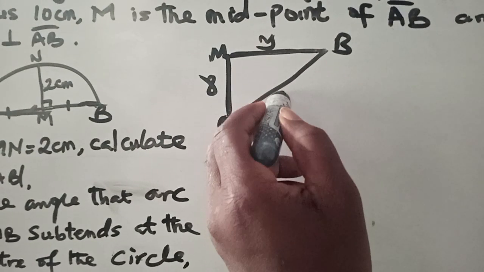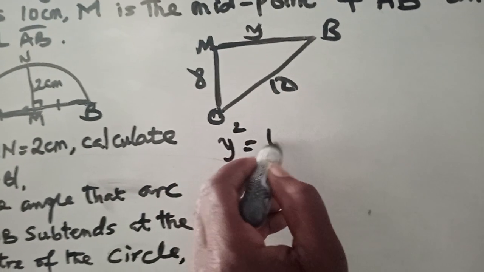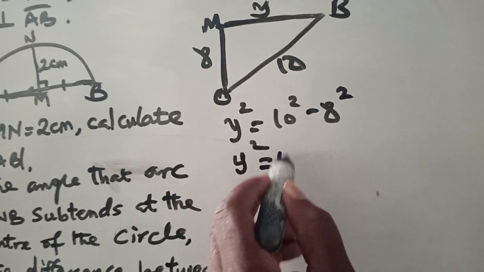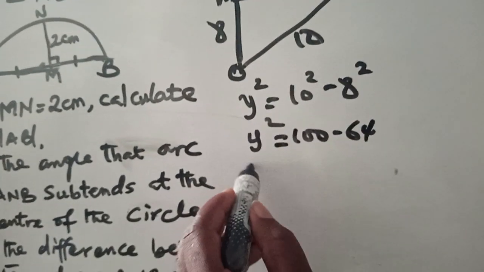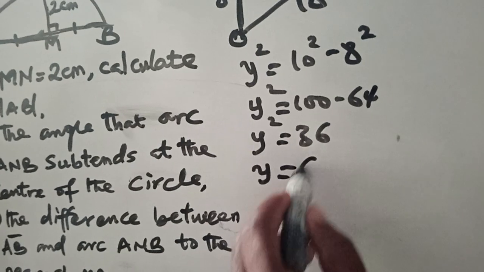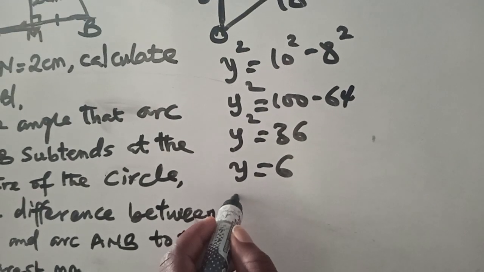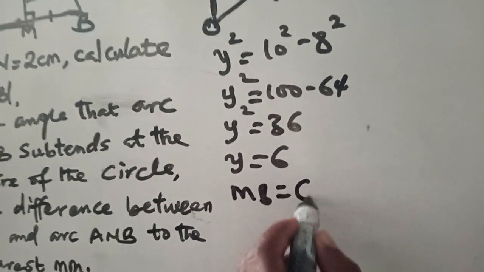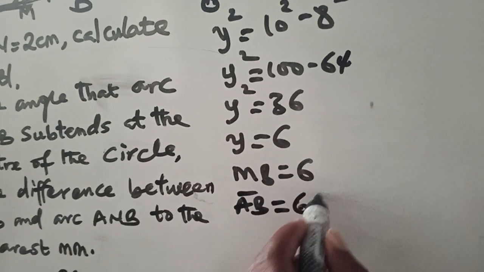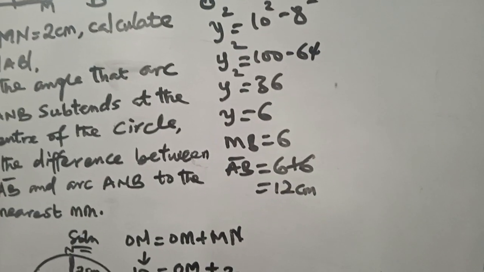Then if this place is 10, using Pythagoras theorem, y squared will be equal to 10 squared minus 8 squared. Then y squared will be equal to 100 minus 64. y squared will be equal to 36. And by implication, y will be equal to 6, because the square root of 36 is 6. Then that means MB is also equal to 6. Then AB will be equal to 6 plus 6, which is 12 centimeters. So that is how to get AB.